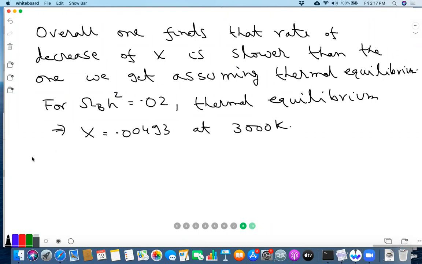But the differential equation gives x as 0.154 at 3000 K. Okay, so it happens slower. And that's what we find by doing this differential equation analysis.